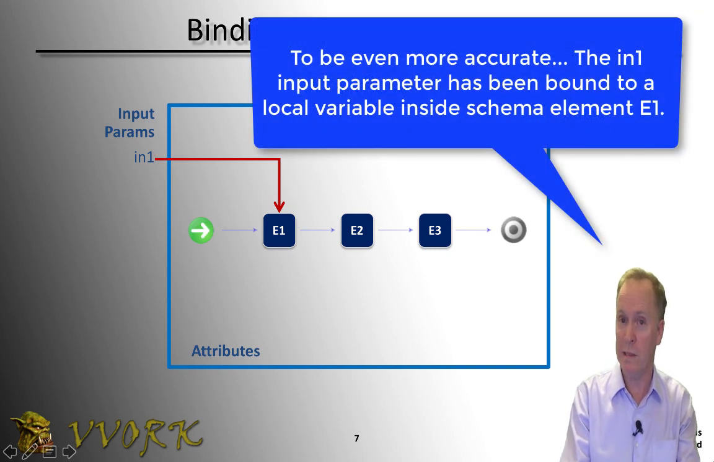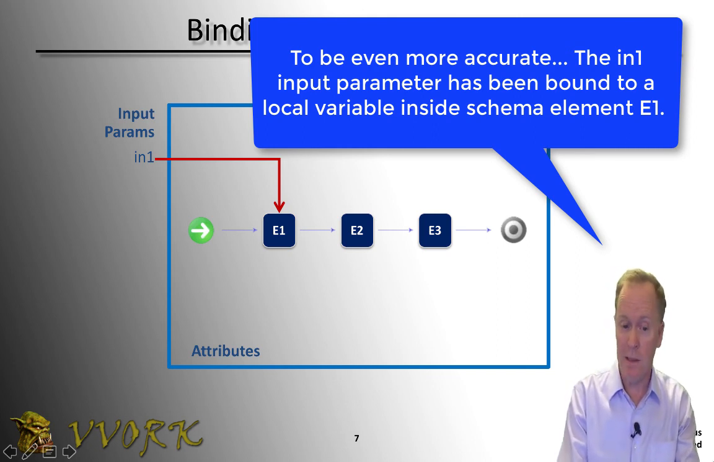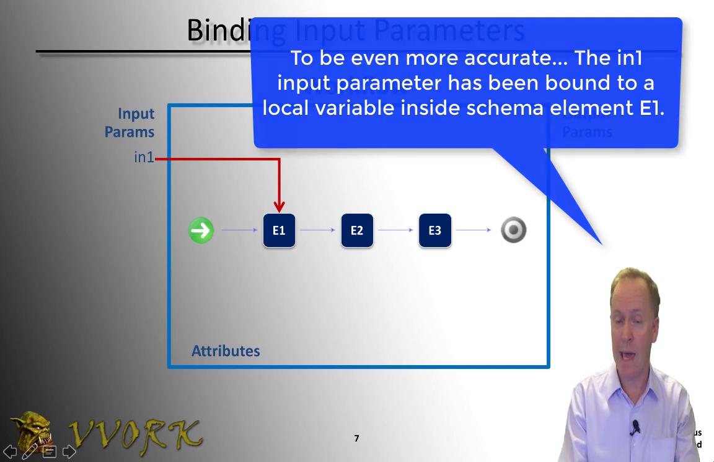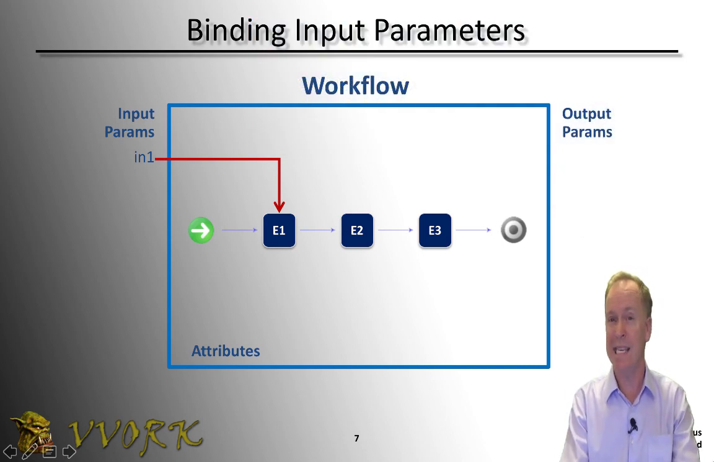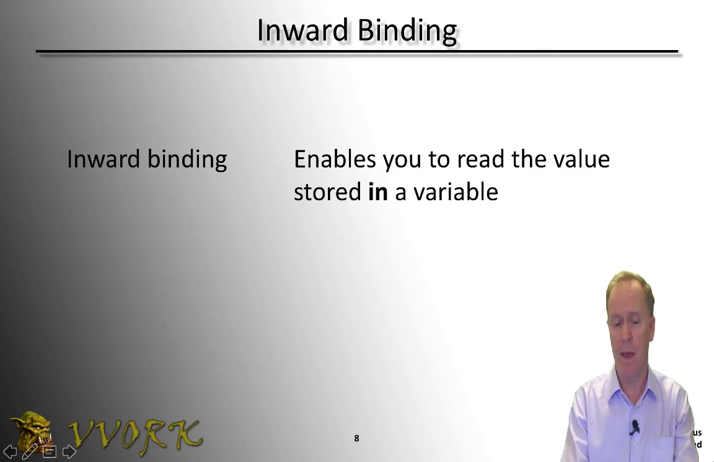And essentially what's happened as a result of this is there's now one schema element that knows that in1 exists. Schema element 1 knows that the input parameter in1 exists, and schema element 1 can see what's in the input parameter in1. I'll pause to let that sink in. Schema element 1 can see what's in input parameter in1. So that arrow was pointing into the schema element.